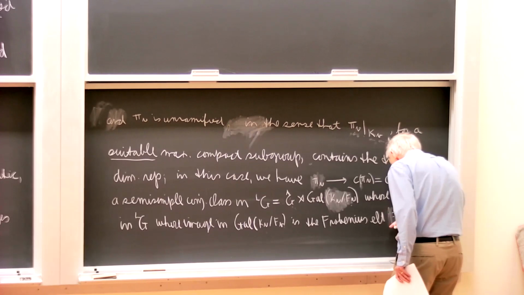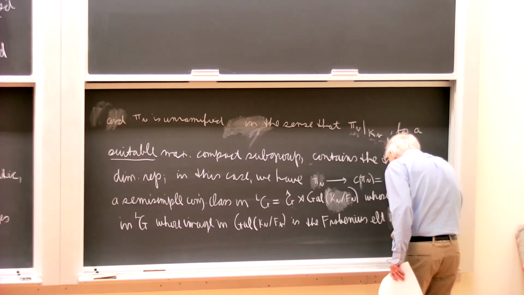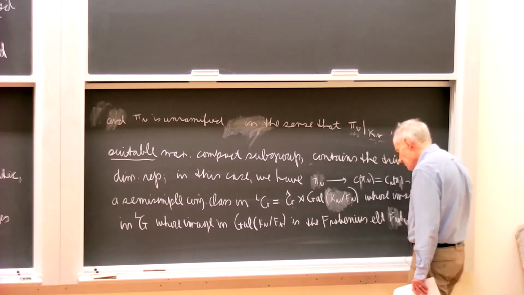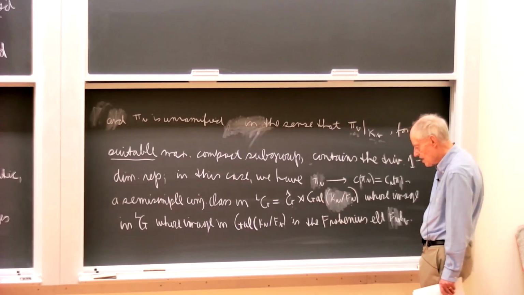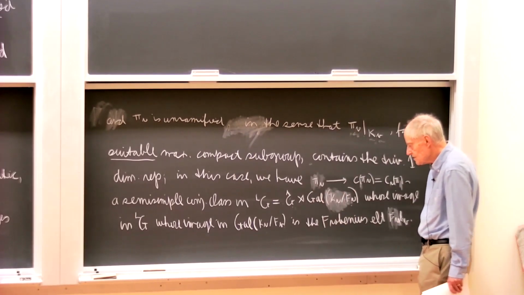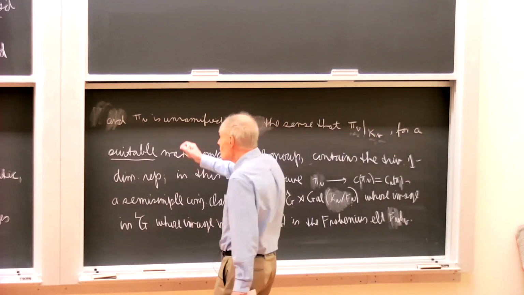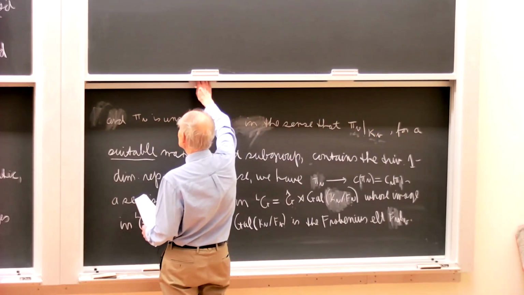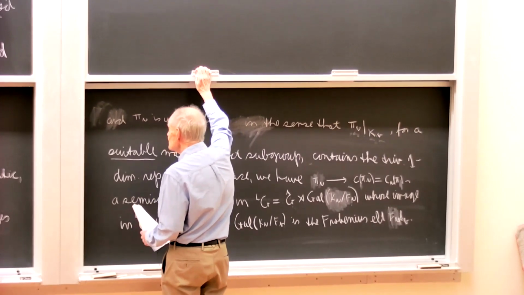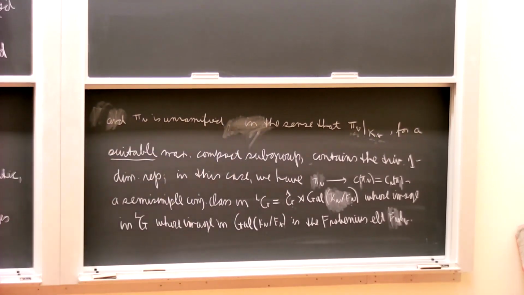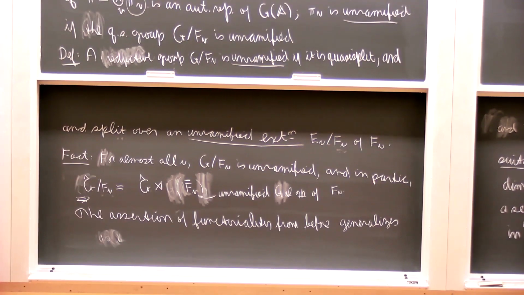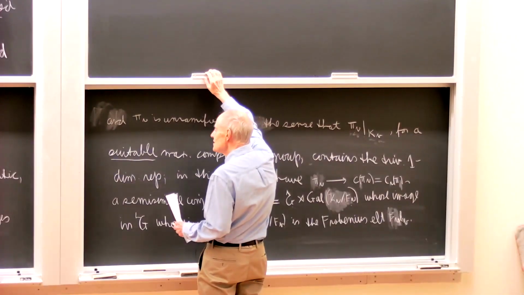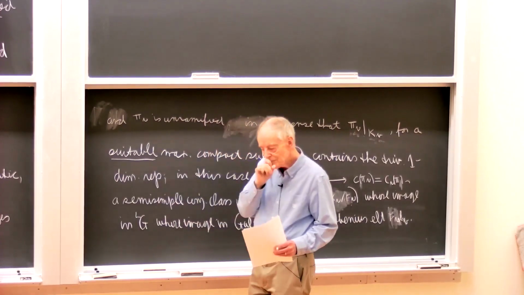So I guess we could call that Frobenius. The Frobenius element that generates the unramified Galois extension. Okay, so I want to leave this here. What was the last statement over there?